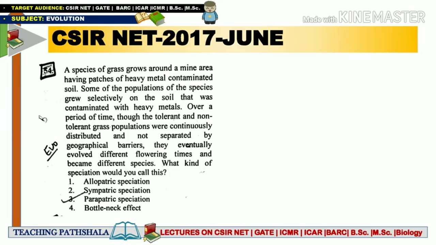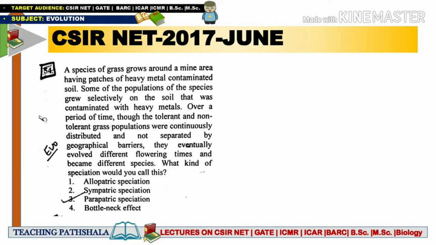See, in this question they have clearly mentioned all the conditions that we have just studied in the previous slide. They have mentioned that there is a mining area, and in that mining area there are two kinds of plants. The first plant has the capability to grow in the mining area, that is the polluted area, and the second group of plants has the capability to grow in just normal soil. After some time they have developed some characters and evolved in such a way that now they have a different flowering time, different characters, and are regarded as different species. So what kind of speciation is it?